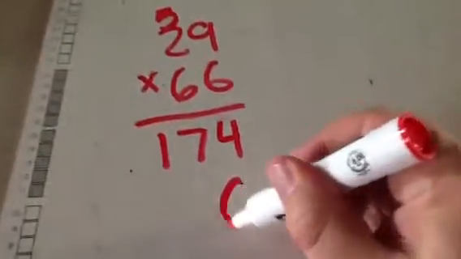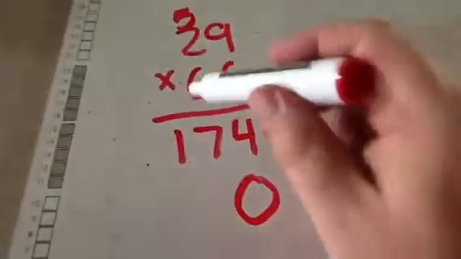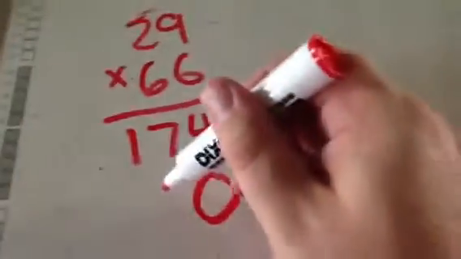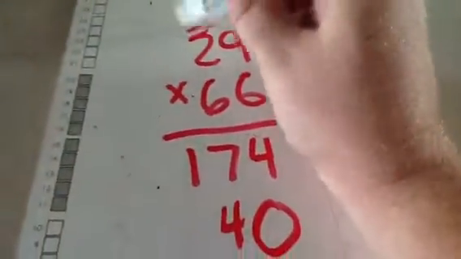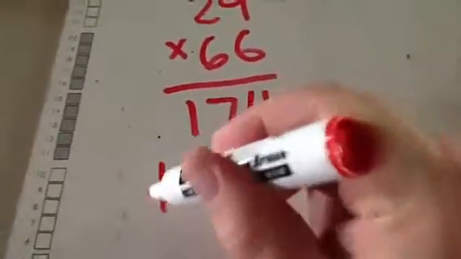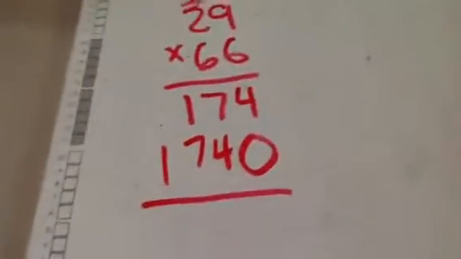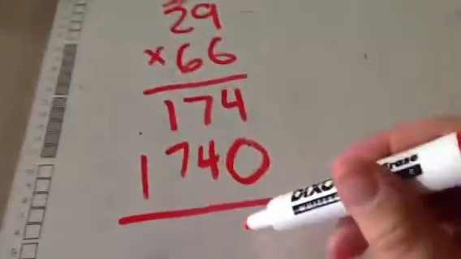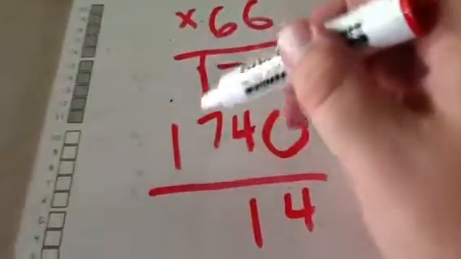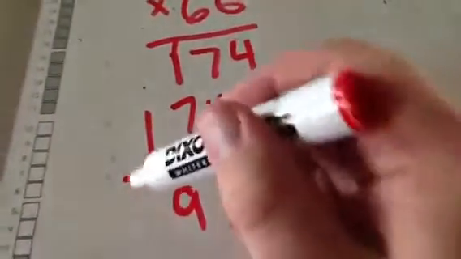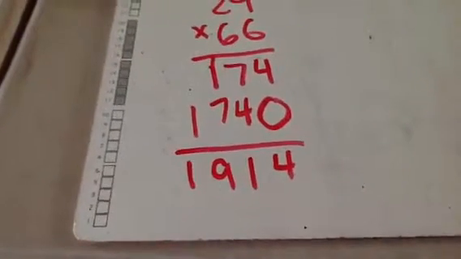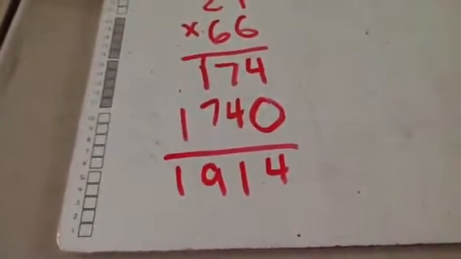Okay. Second step, put down your 0. Remember, you're going to do your tens. So you have 9 times 6 is 54. Put down my 4, carry my 5. 6 times 2 is 12, plus 5 is 17. All right, and now I'm going to add. 4 plus 0 is 4. 7 plus 4 is 11. 1 plus 1 plus 7 is 9. And then the 1, just bring it straight down. So my answer is 1,914.